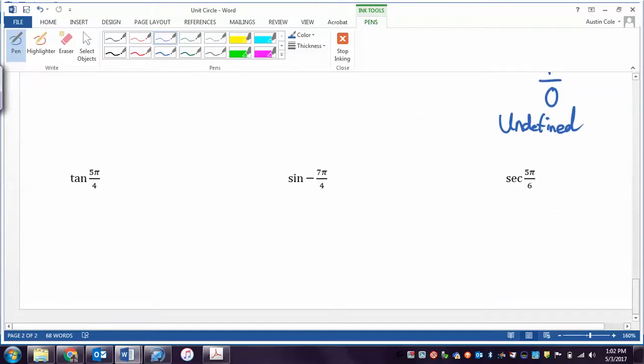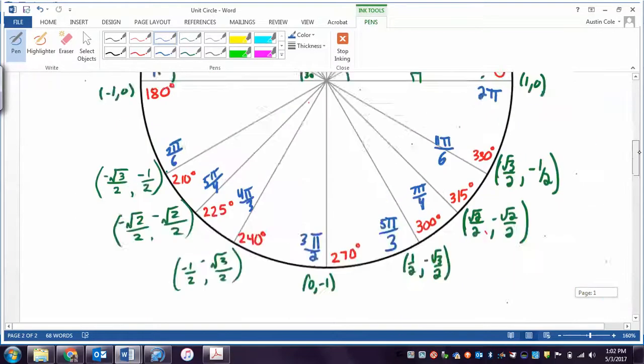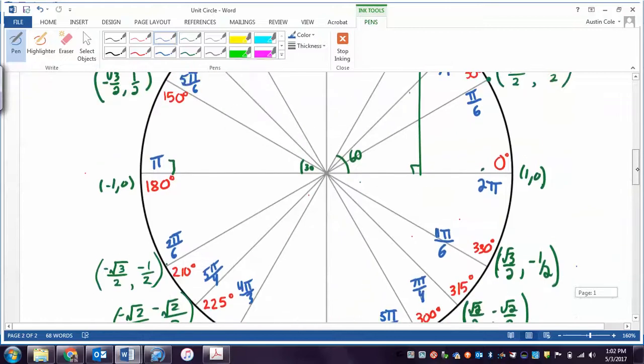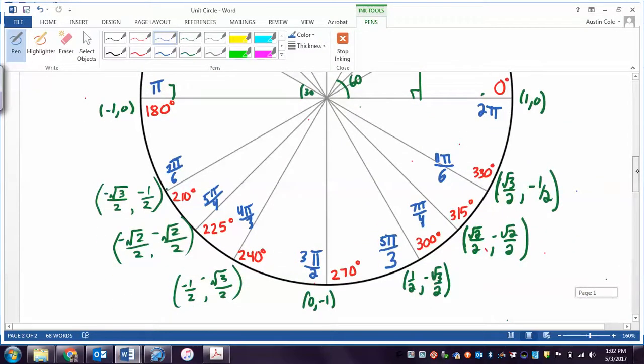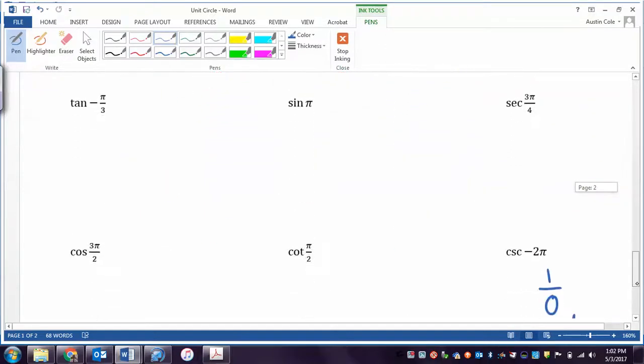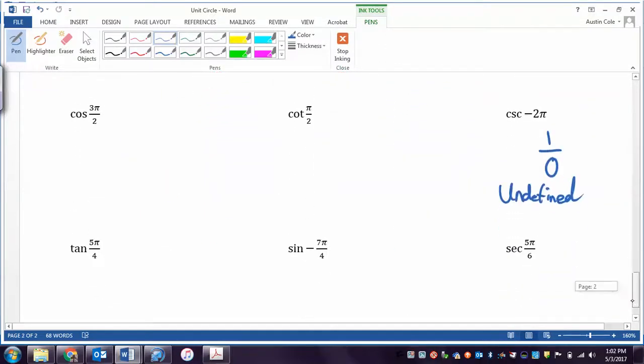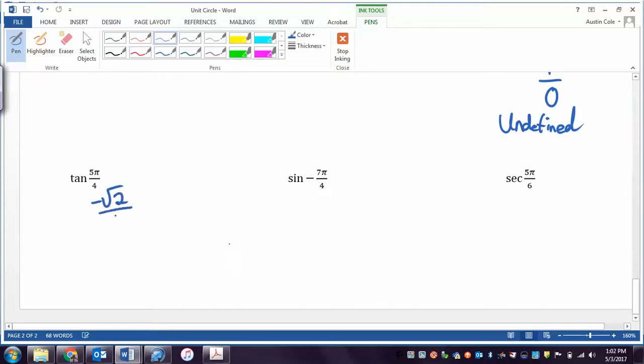Okay, we're doing tan of 5 pi over 4. So go up to 5 pi over 4. 225. Okay? We got negative square root of 2 over 2 and negative square root of 2 over 2. Tan is y over x or x over y? Y over x. In this one, you're absolutely right, Cole, it does not really matter, because we got negative square root of 2 over 2 divided by negative square root of 2 over 2. What's anything divided by itself? 1.